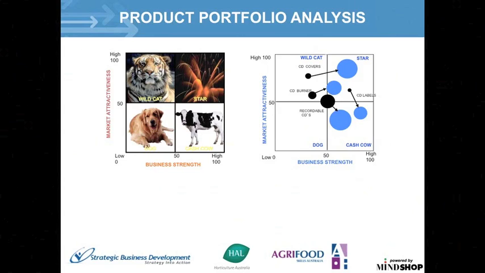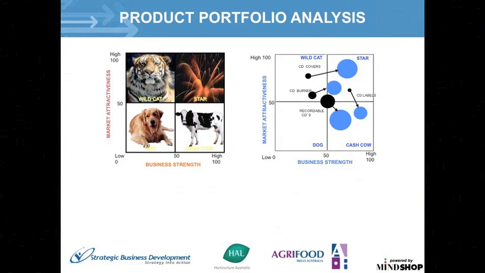The last one's the dog, and the dog is something that's low in business strength and low in market attractiveness. And with a dead dog, what do we need to do? We need to either bury it, or we need to give it the Lazarus treatment and reignite it and relaunch it as a new product, and it'll come back in at that wildcat sort of star area. So it's almost a cyclic thing, if you like. So we start off again. But products that are dogs, we need to do something about.